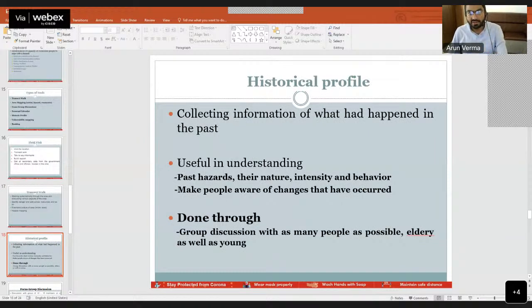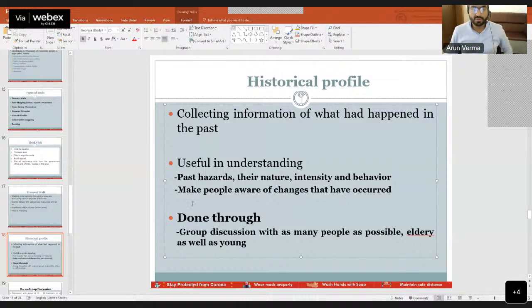Historical means we use understanding like past hazards, their nature, intensity and their behavior also. Because when did past hazards come, which ones were they, what was their nature, what was their intensity and what was their behavior, how did it proceed. When we take the example of a flood, nothing is fixed about when and from where the water will come. It doesn't have any boundaries. When water flows in such quantity, with such capacity, then it doesn't have any boundaries or any behavior. So we should observe the behavior of water also. We should observe the behavior of this disaster also, and make people aware, change and correct them.